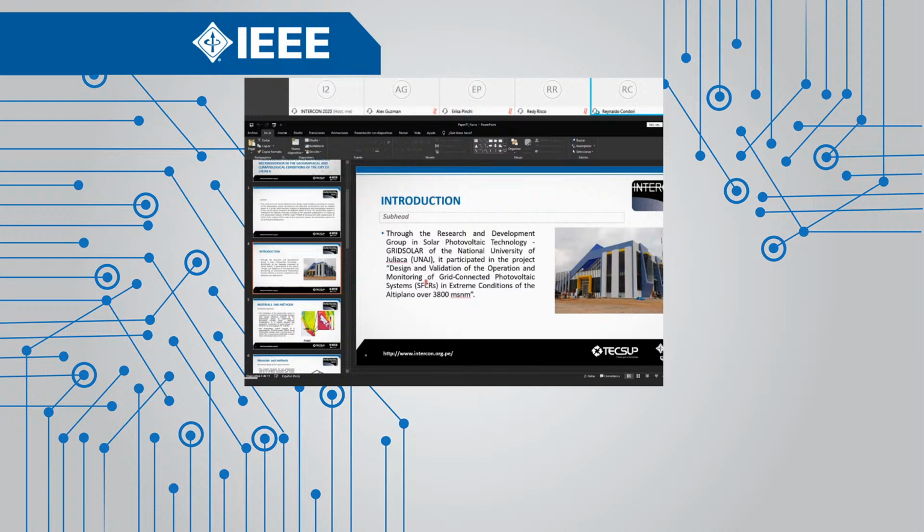A little introduction. Throughout research, the development group in solar photovoltaic technology of the National University of Juliaca, UNAJ, in Juliaca, participates in this project on design and validation of the operation and monitoring of grid-connected photovoltaic systems in the extreme conditions of the altiplano, over 3800 meters above sea level.